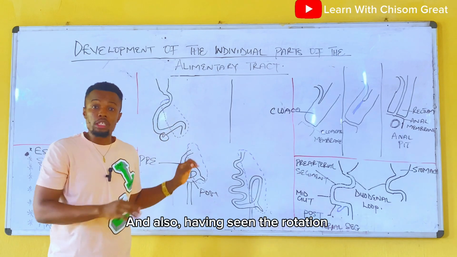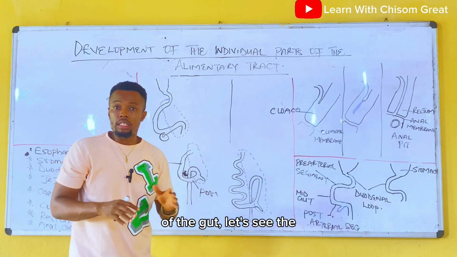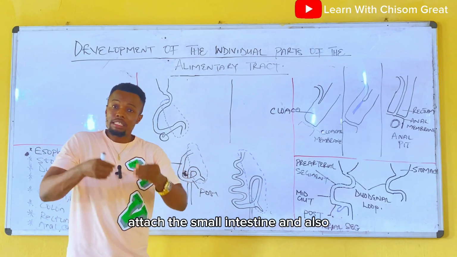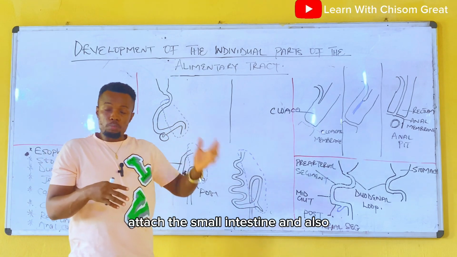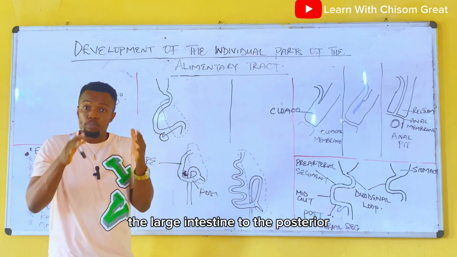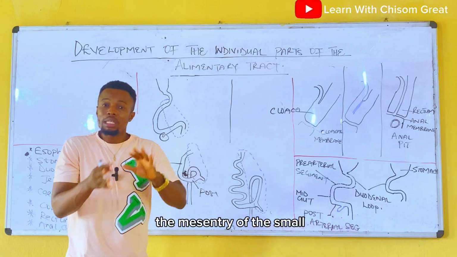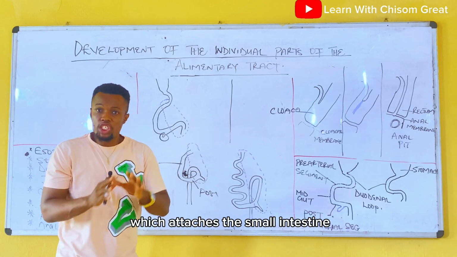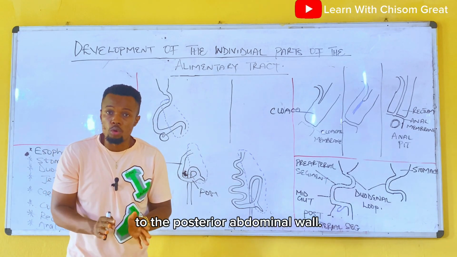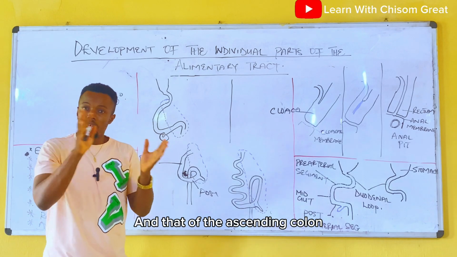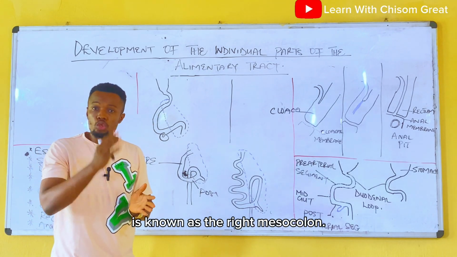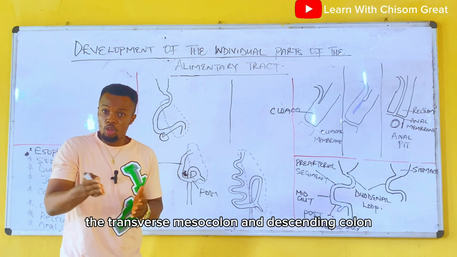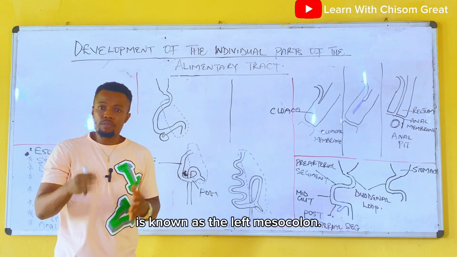And also, having seen the rotation of the gut, let's see the mesentery. The mesentery comes to appear and attach the small intestine and also the large intestine to the posterior abdominal wall. So the mesentery of the small intestine is known as the mesentery proper, which attaches the small intestine to the posterior abdominal wall. And that of the ascending colon is known as the right mesocolon. Transverse colon is known as the transverse mesocolon, and descending colon is known as the left mesocolon.